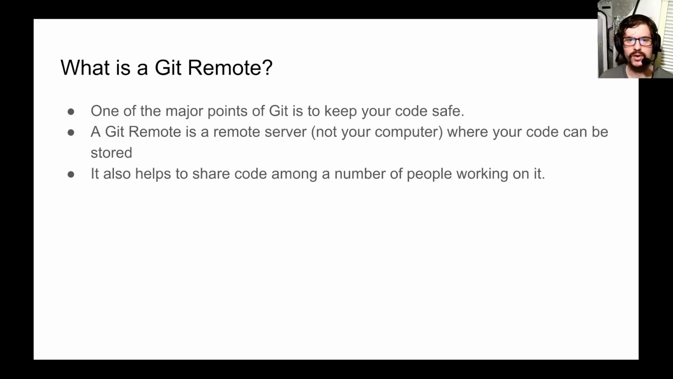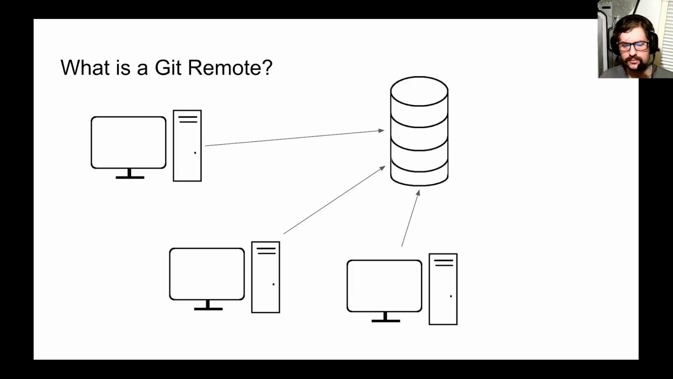You have to manually copy that code over. A Git remote is a remote server that is not your computer, where your code can be stored. This keeps it safe and also lets you download it again very easily onto other machines. It also helps share code among your teammates if you've got other people working on it. So you can see here we have our server, that little oil barrel cylinder thing. That would be the Git remote, and all the other computers that people are working on will get their data from it.